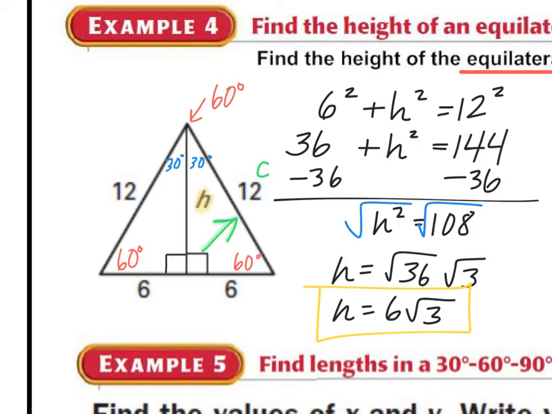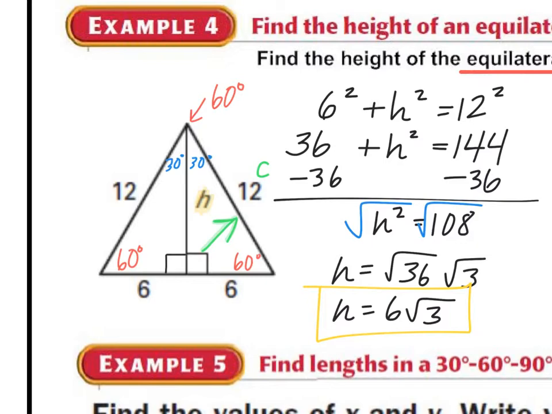So again, x is the side, the leg that touches the 60 degree. That's like your base. The one that's multiplied by root 3 touches the 30 degree. And then the hypotenuse is always 2 times x. Double that. We're going to do one example of this, and we're just going to practice this. All right.